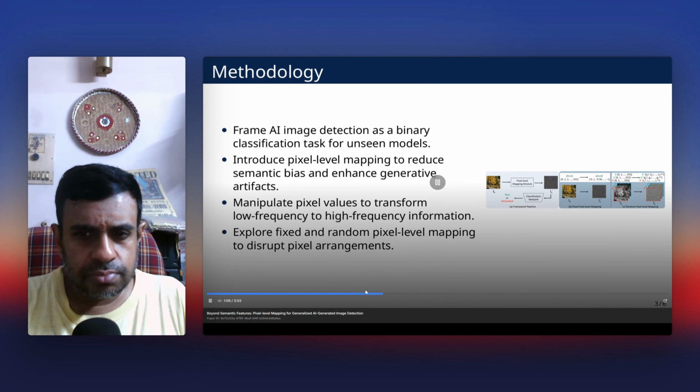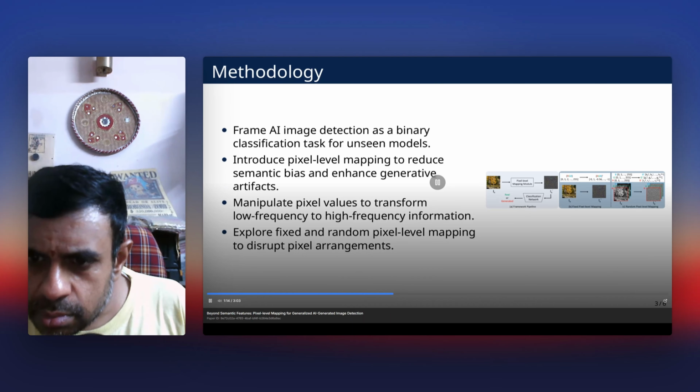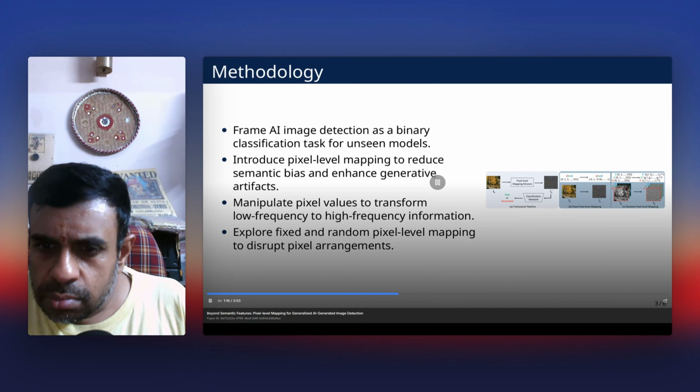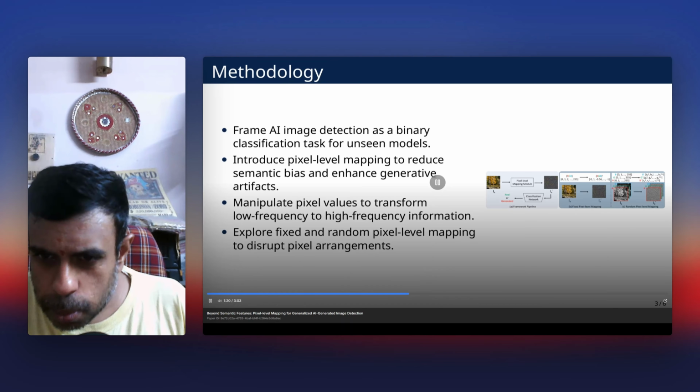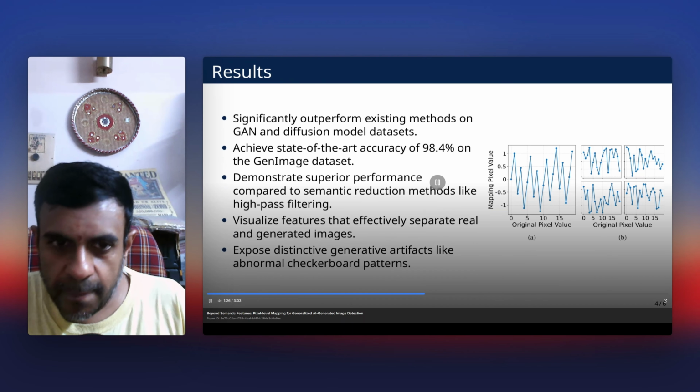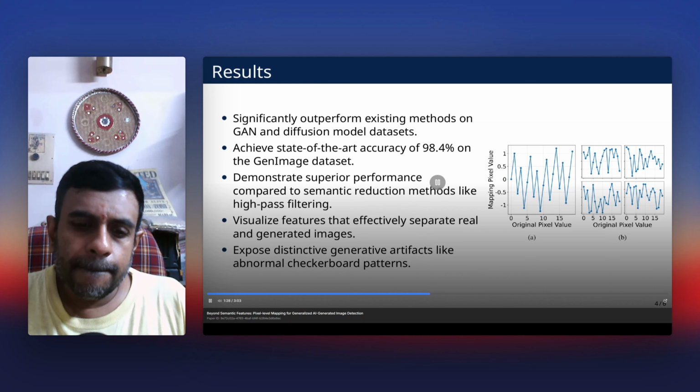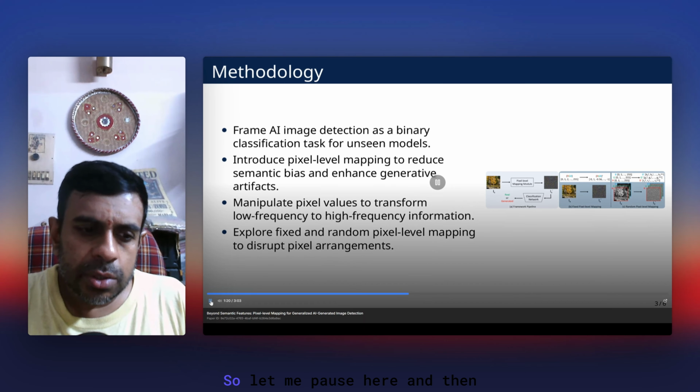This requires both intra-class generalization across different architectures or training variations of the same model family and cross-class generalization to different model families like GANs and diffusion models not seen during training. Comprehensive experiments were conducted to evaluate the proposed pixel level mapping method on the different model families.